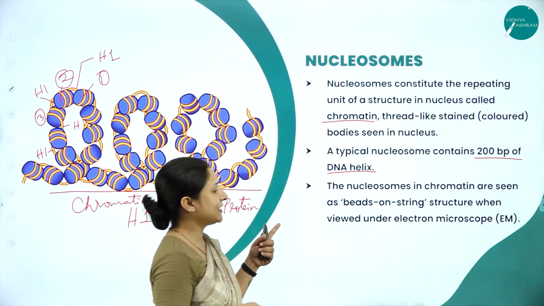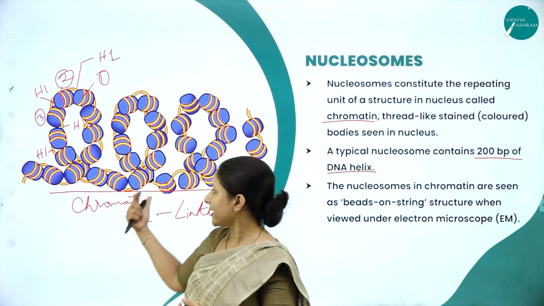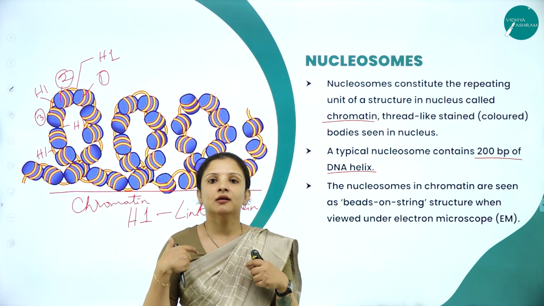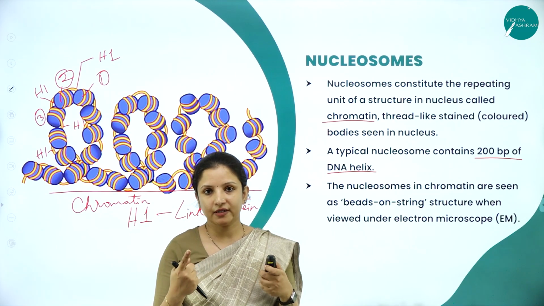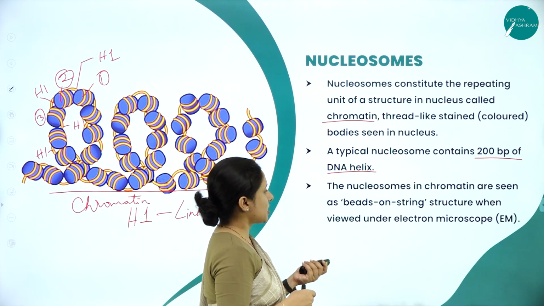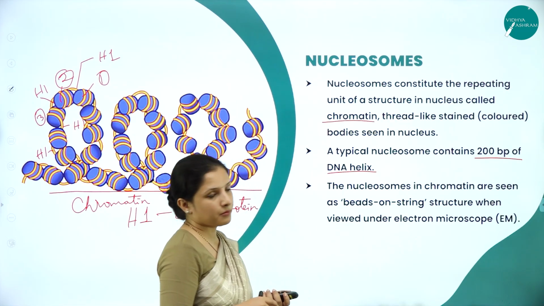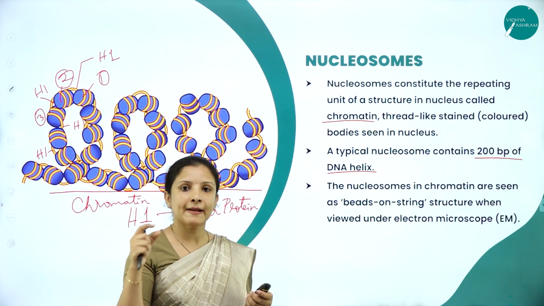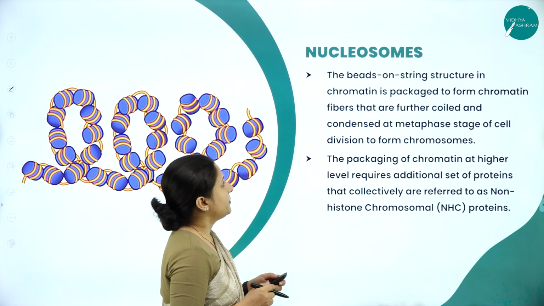The nucleosomes in the chromatin are seen as beads on a string. Doesn't it appear like a bead? Yes. What are they held together by? By one linker protein. What is the name of that linker protein? It is the H1 protein. The beads on a string structure is seen under the electron microscope. So, when we see it under the electron microscope, it looks like beads.